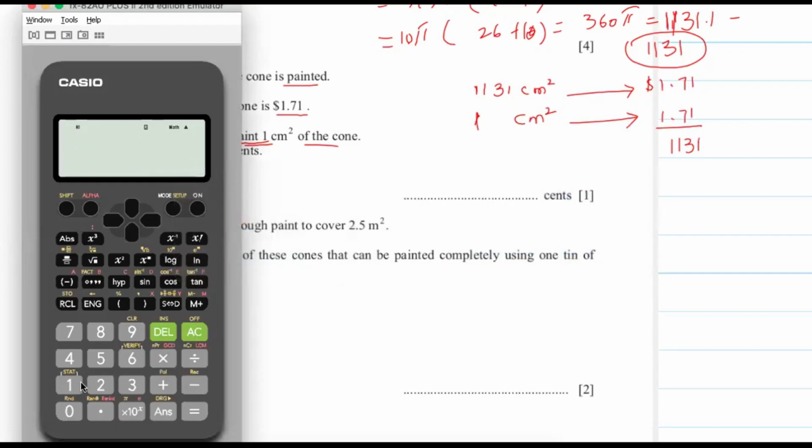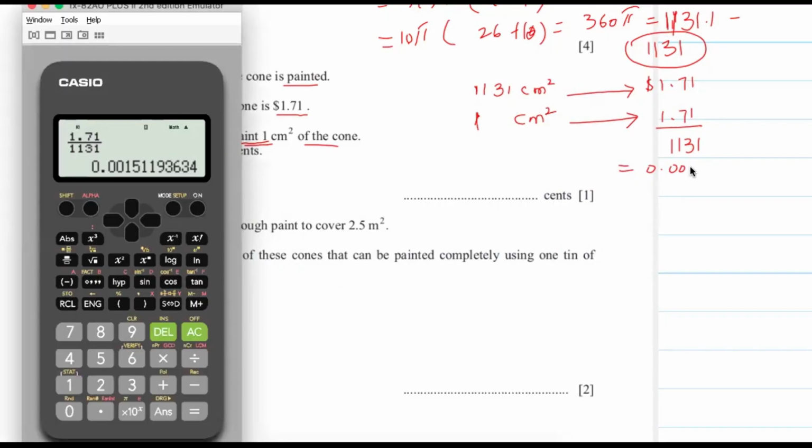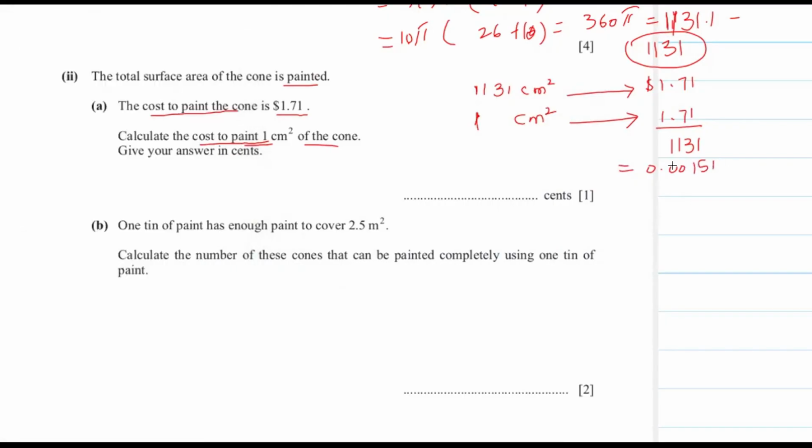This value will be equal to 1.71 divided by 1131. This is 0.00151, and we have to calculate the answer in cent. We will multiply this value by 100. This value will be converted into cent, and this will be equal to 0.15 cent.